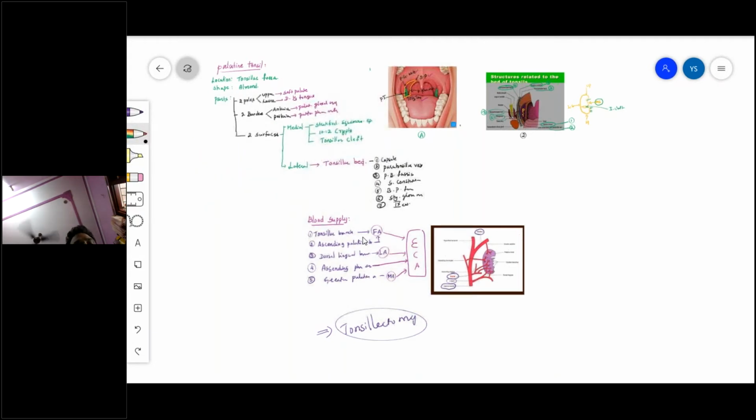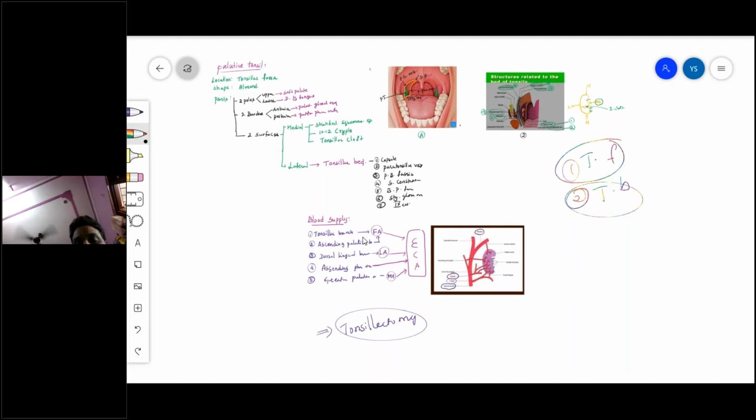So overall, we have seen the location, shape, parts, blood supply. Don't confuse here, I used two words. One is tonsillar fossa. The second one is the tonsillar bed. I am only taking a differentiation, you see.